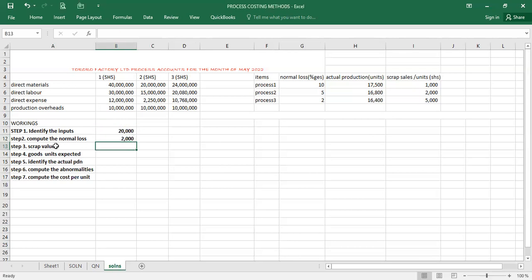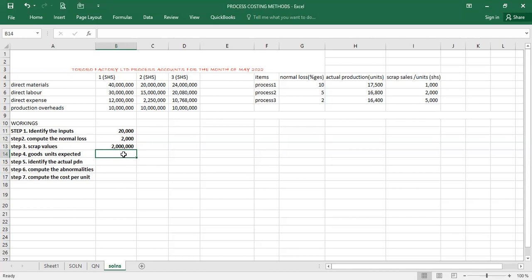It will be 2000. Then when we are getting the scrap value, it will be our scrap units. These are the units we are scrapping. In terms of the normal loss, we multiply by the unit price for each scrapped unit, which will give us 2 million. And this 2 million is our scrap sales in terms of the normal losses.